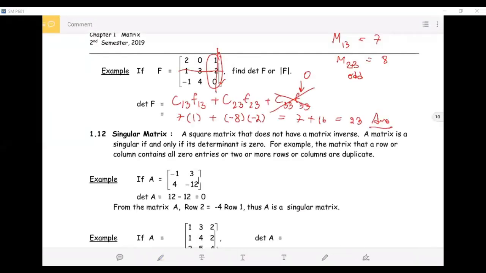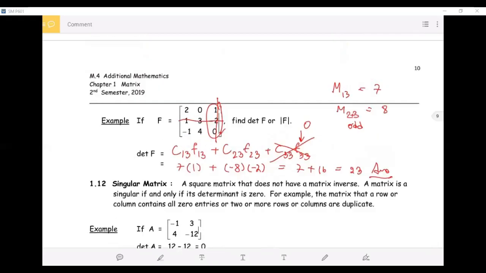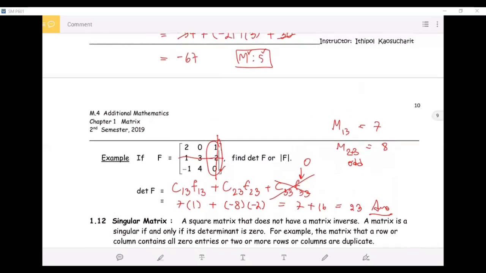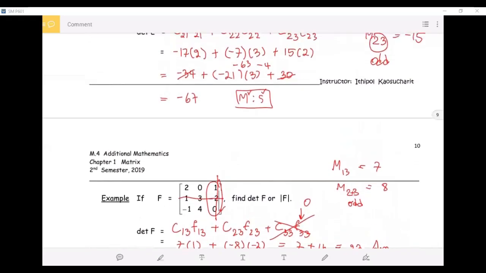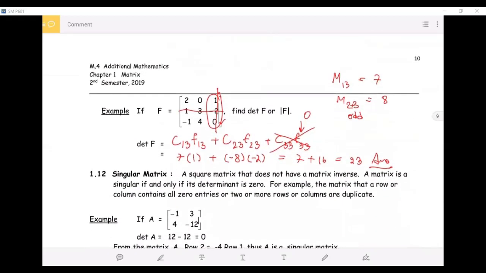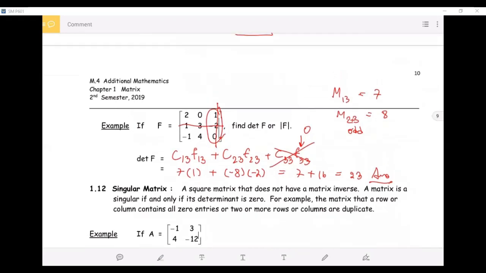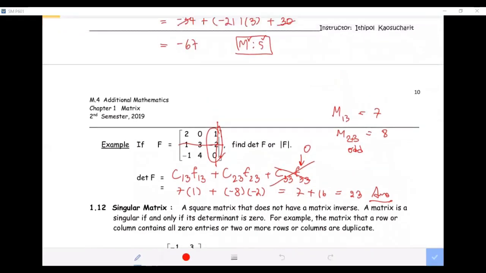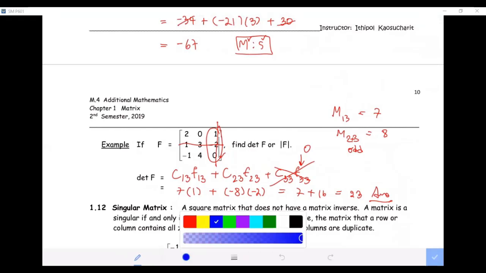Okay, so now when I'm done with this, I'm going to work on the determinant a little bit. I think I'm going to use the same problem, this F thing, but we are not going to use the cofactor method. We will use a shortcut. I know you like the shortcut, so I give it to you.